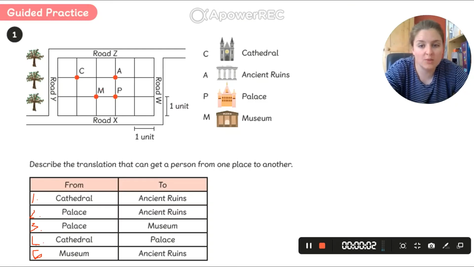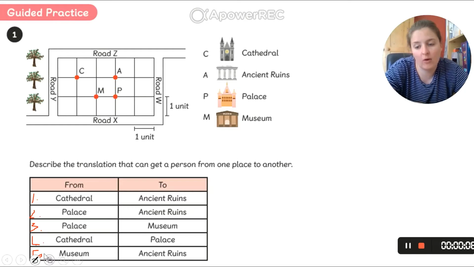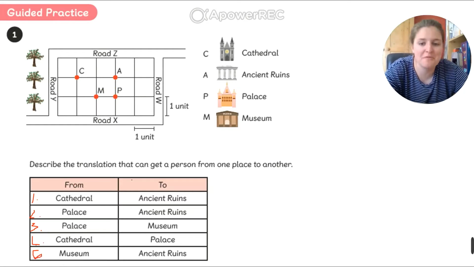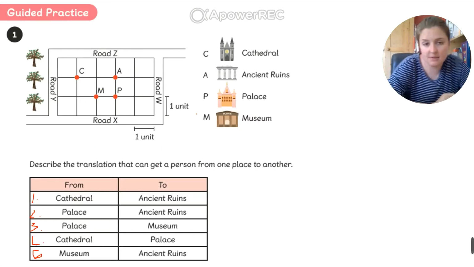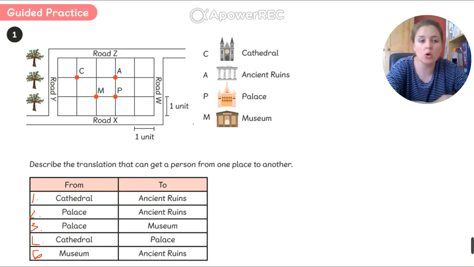Okay. For this one, you can have a go yourself if you want. As you can see, we've got questions 1, 2, 3, 4, and believe it or not, that is a 5. You've got to tell me the translation, the movement from the cathedral to the ancient ruins, from the palace to the ancient ruins, from the palace to the museum, the cathedral to the palace, and the museum to the ancient ruins. I'm going to start this, but if you would like to pause the video and have a go yourself, that is absolutely fine if you think you've got it. If not, you can do it with me.